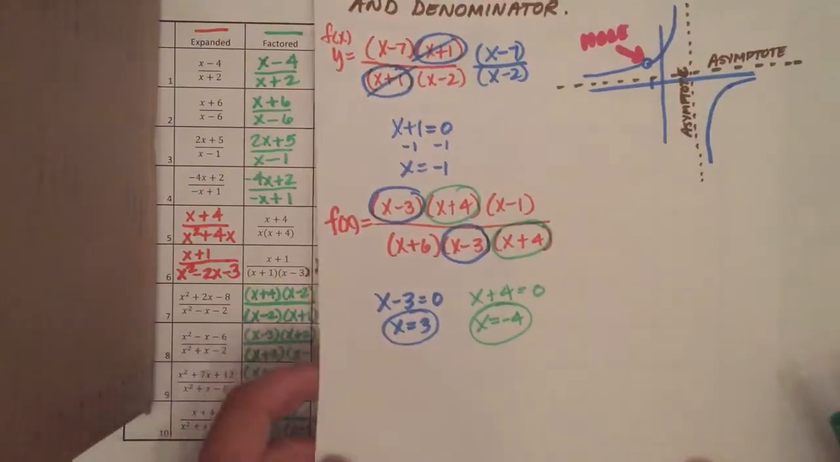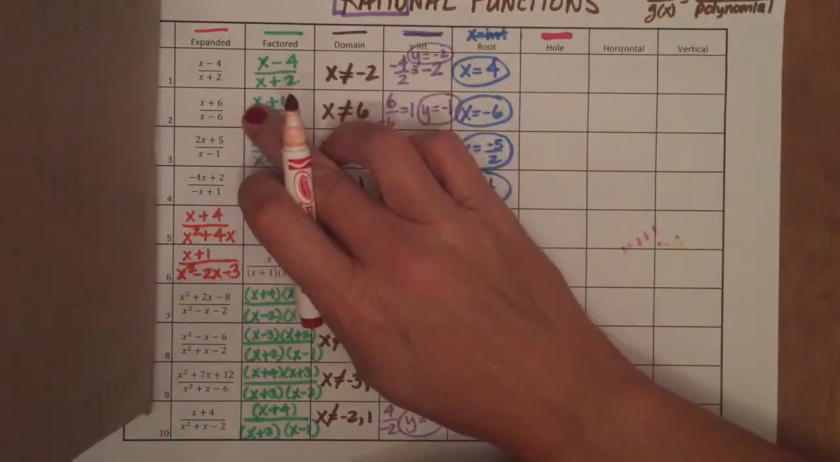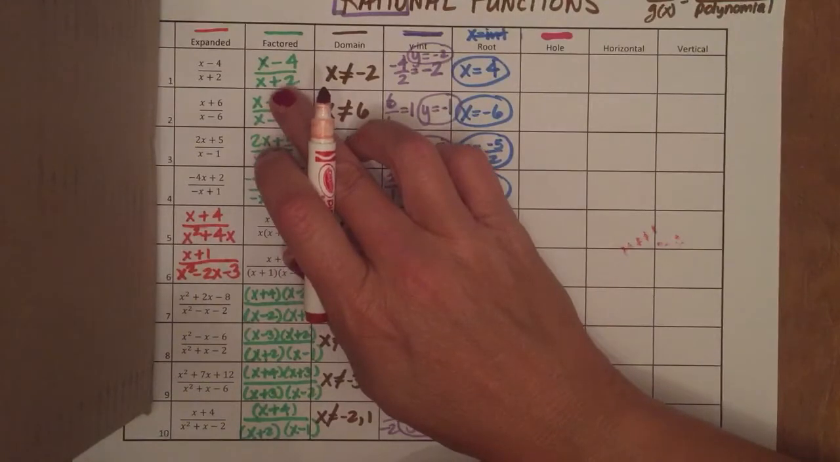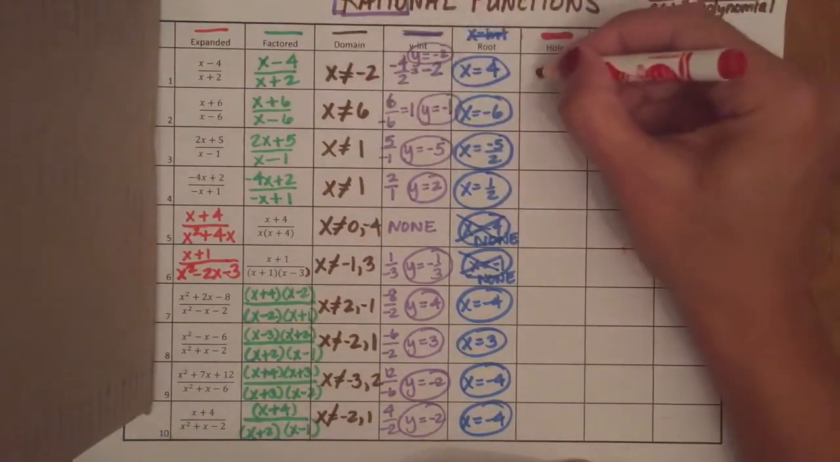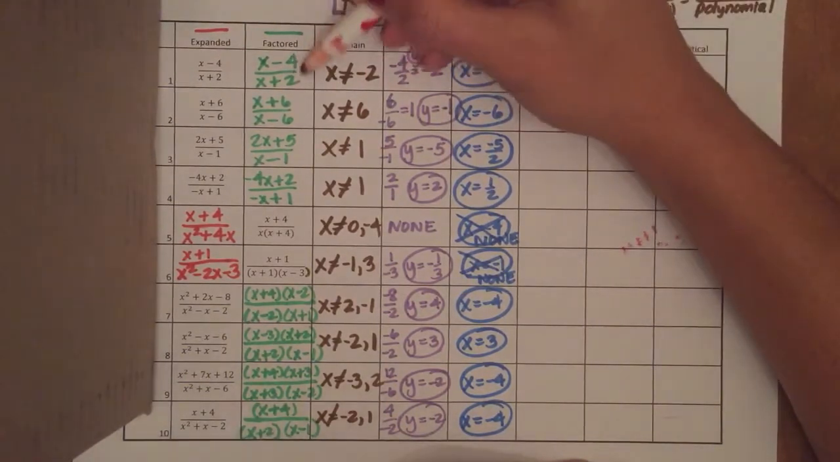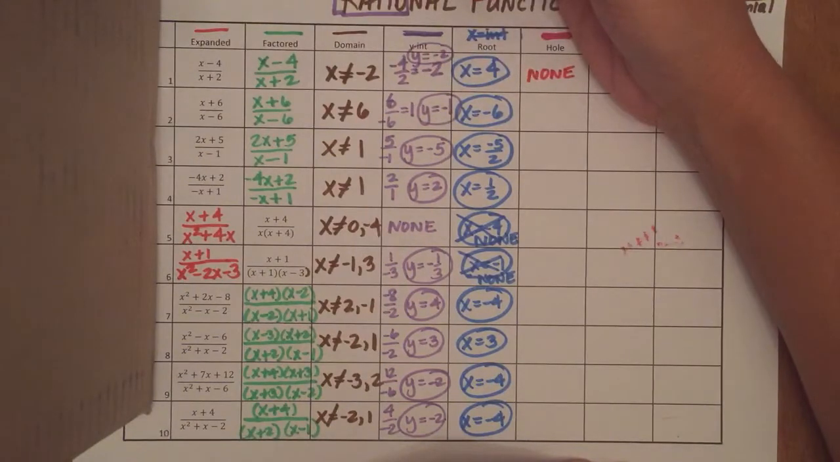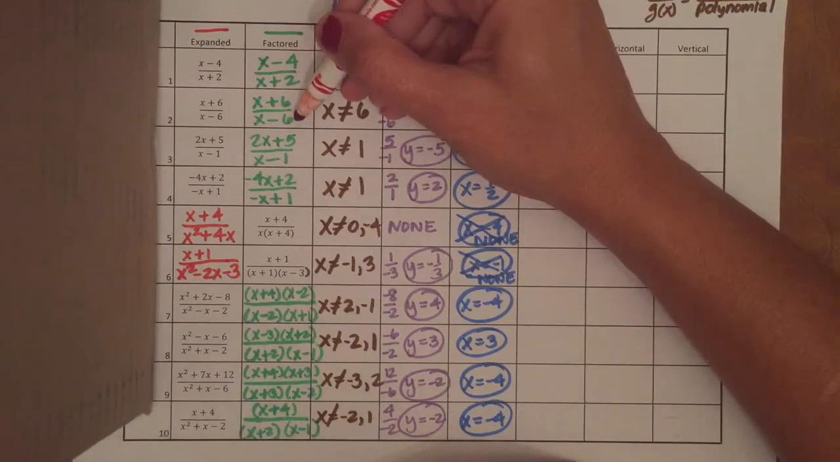So let's use this information and let's look at our equations here and decide what we have. All right, the first one. Do you have any repeating factors on the top and the bottom? No. So there are no holes in the first one. There's nothing that cancels. Basically, you're looking for something that cancels. If it's in the top, the numerator, and the bottom, the denominator, and you can cancel them out, then it's a hole.